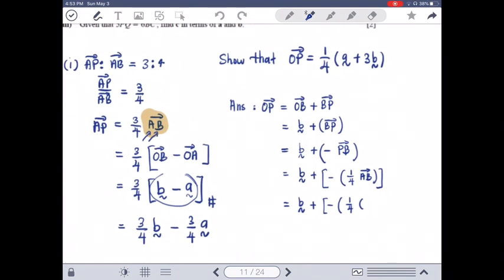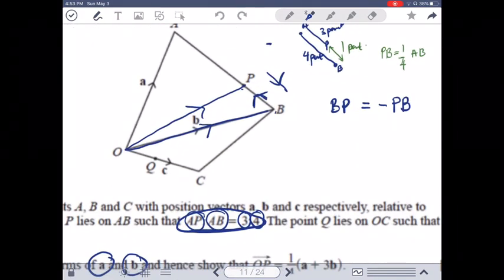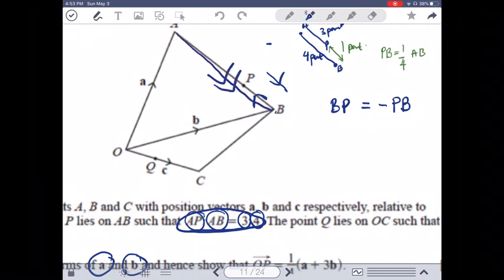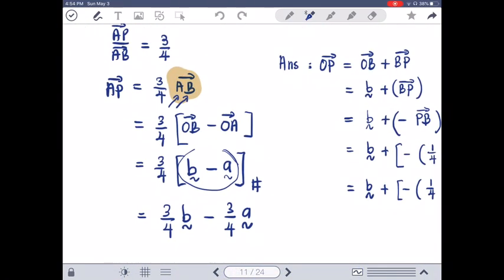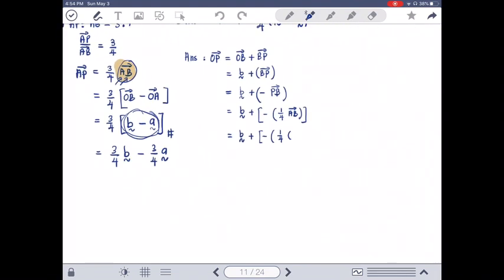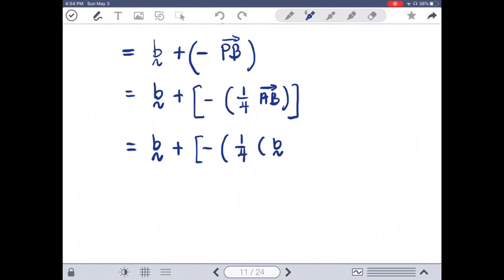Do we have vector AB? If you look at the picture, vector AB is just AO plus OB. And then actually we've already found vector AB, which is just B minus A. You can have a look at the picture as well. So this is just B minus vector A. Okay.